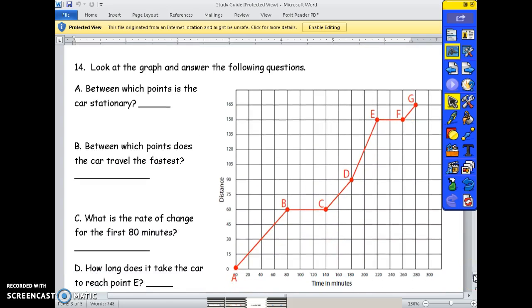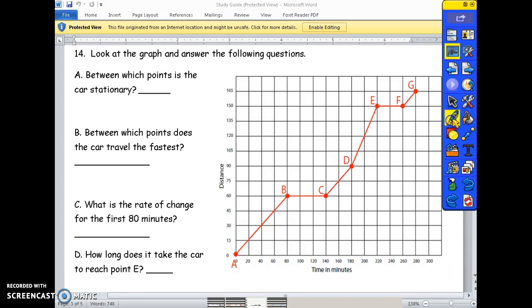Which point is the car stationary? Again, this is a preview for Unit 6, but we are going to talk about it. Between point B and C and E and F, she's not going up and down. That means she's not covering any miles. But time is passing. So the car is stationary between B and C and E and F. Letter B, between which point does the car travel the fastest? That's which point has the steepest slope, and that is between D and E.